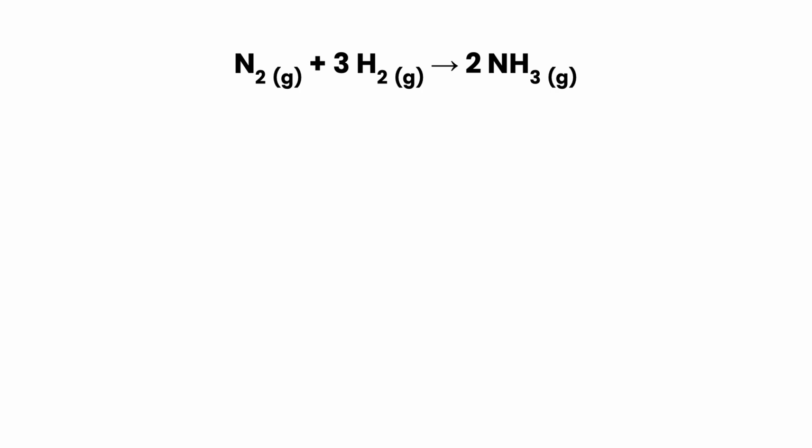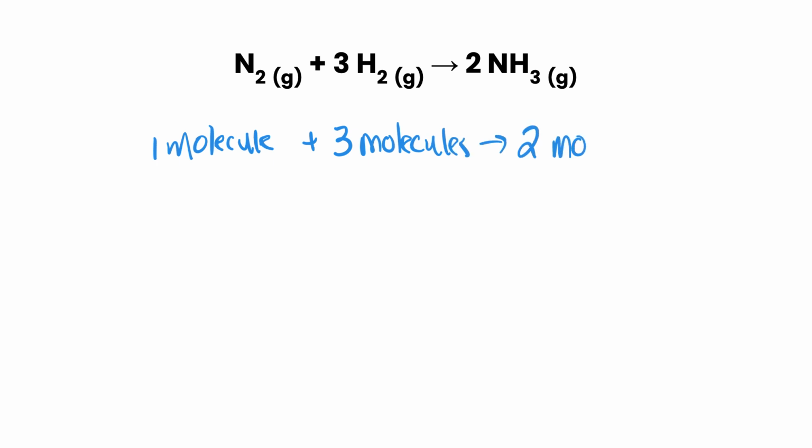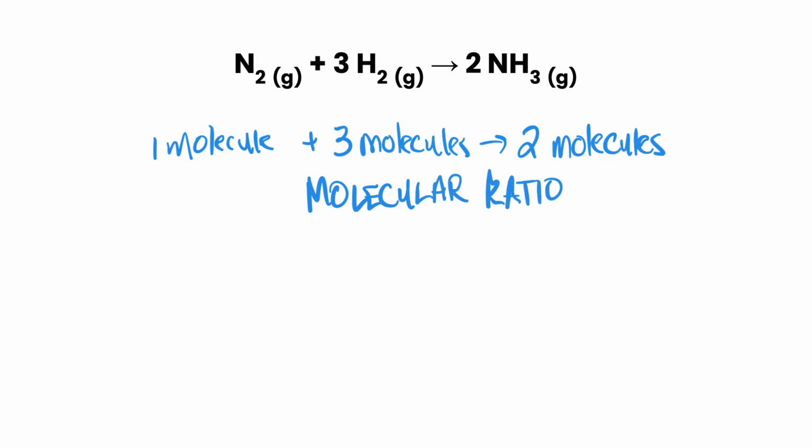What does it tell us? It tells us that one molecule of N2 reacts with 3 molecules of H2 to form 2 molecules of NH3. This is known as a molecular ratio because it gives us information about what's reacting and what's being produced in our reaction.